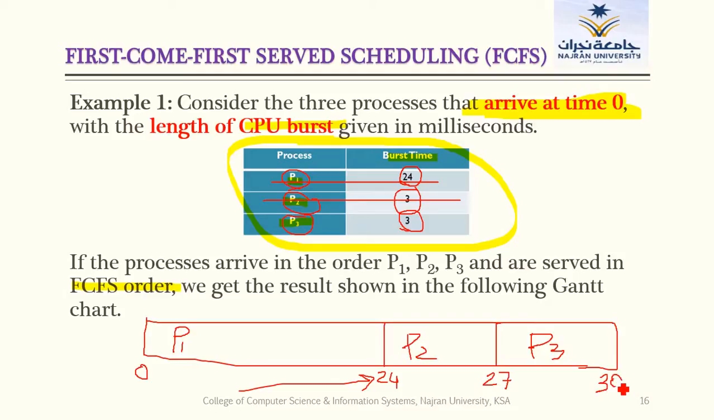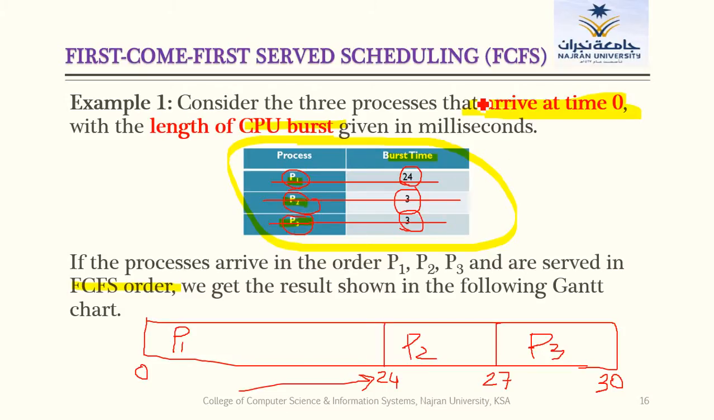Whenever there is a question to execute the processes, the first thing you need to make is the Gantt chart. And when you have a correct Gantt chart, you can easily calculate the waiting time for each process P1, P2, P3, the turnaround time for each process, and the response time for each process. This is a very simple example, and it's easy to understand which process we need to execute first: in the order we have P1 first, P2 second, P3 third.